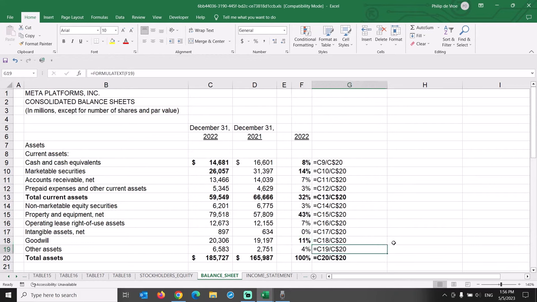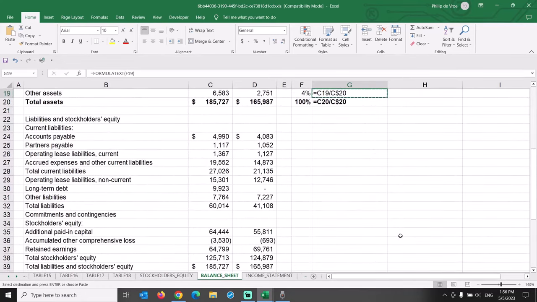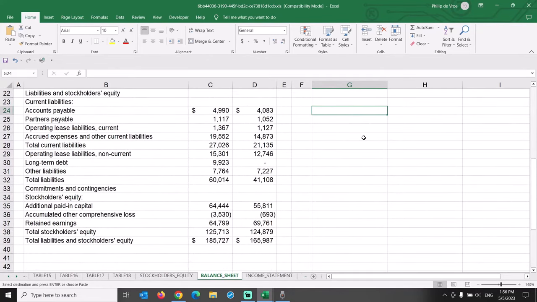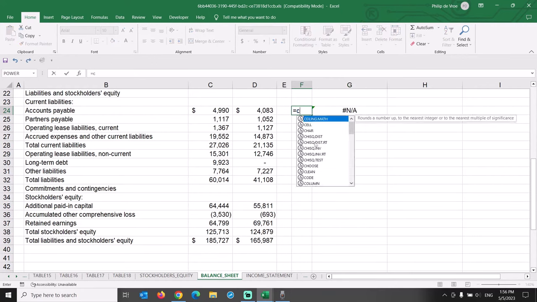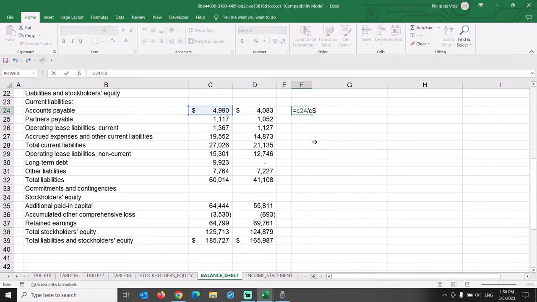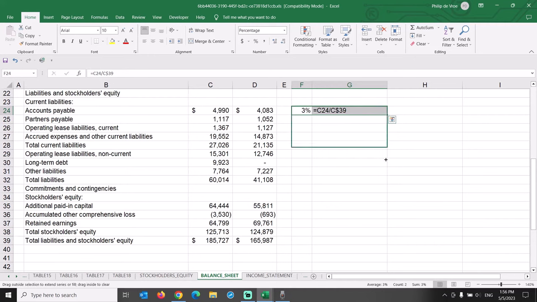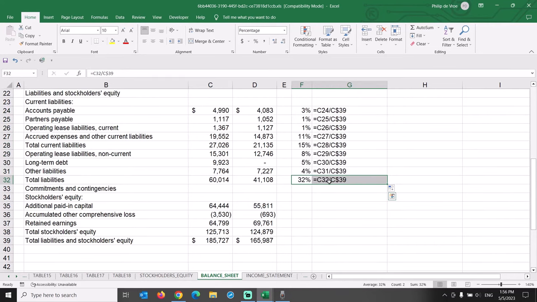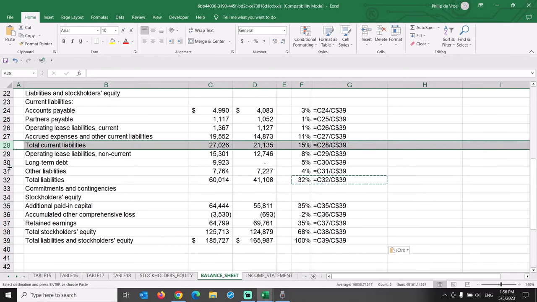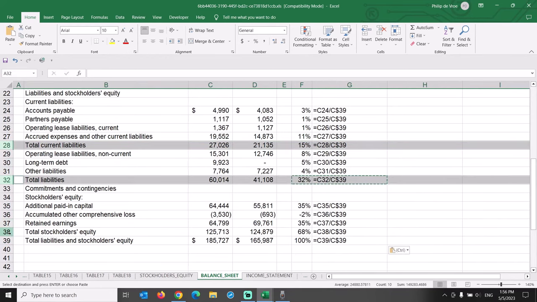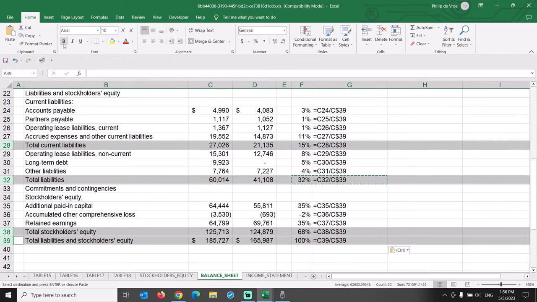Now that we have identified the top three categories in assets through our vertical analysis, let's do the same for liabilities and equity. Cell F24 equals C24 divided by C$39. Express this as a percentage with no decimals, and then copy that formula down the column. Let's highlight current liabilities, total equity, and the sum of liabilities and equity in bold.